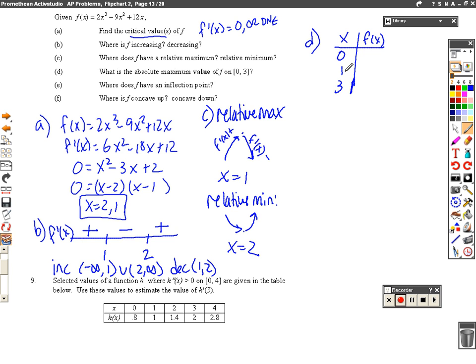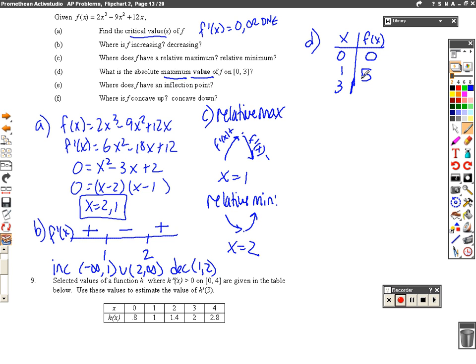So we have to plug these values into our function to see which one literally has the biggest value, which is what we're asking right here. So let's plug them in. We've got 0 is really easy. That gives us 0. 1's not so bad. It's 2 minus 9, which is negative 7, plus 12, which is 5.